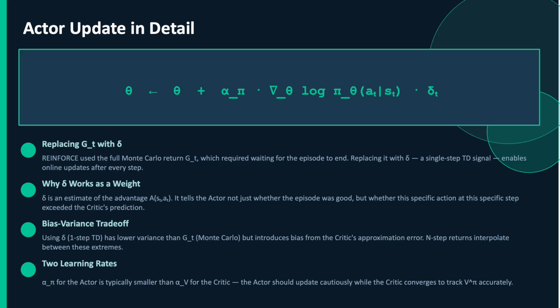G_t required a complete episode, potentially thousands of steps, and accumulated variance from every random event in the episode. Delta_t is computed from a single transition: one reward, one value estimate of the next state, one value estimate of the current state. It's available immediately after every step. It incorporates far less noise and it provides a signal even in environments where individual episode returns are highly variable.